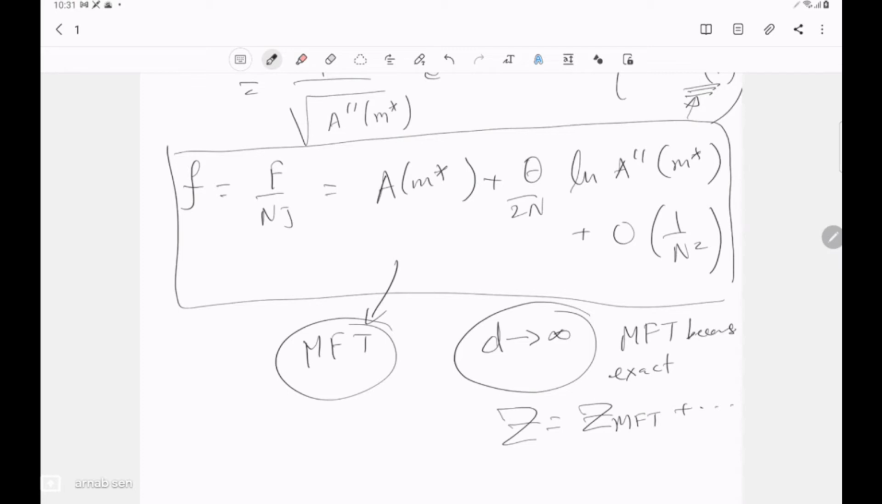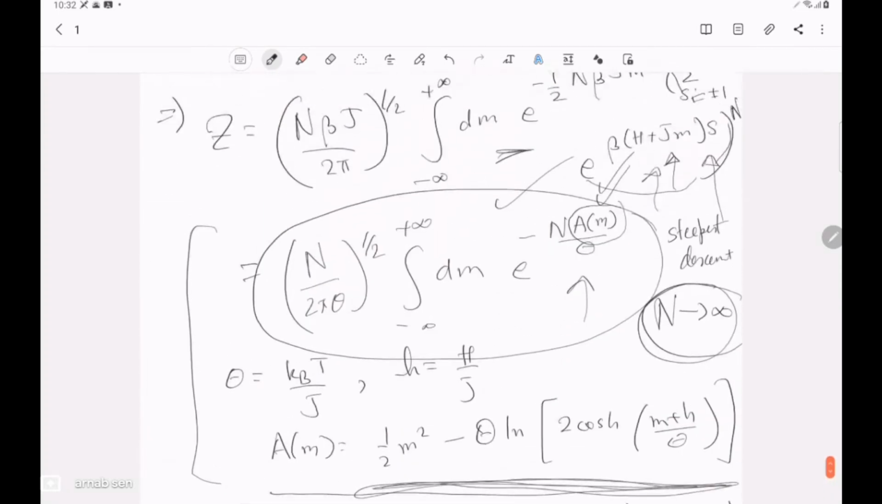Sir, we can only neglect the higher order terms in the Taylor expansion when N is infinite. Correct. So see, there are two steps. Let me again highlight those two steps here.